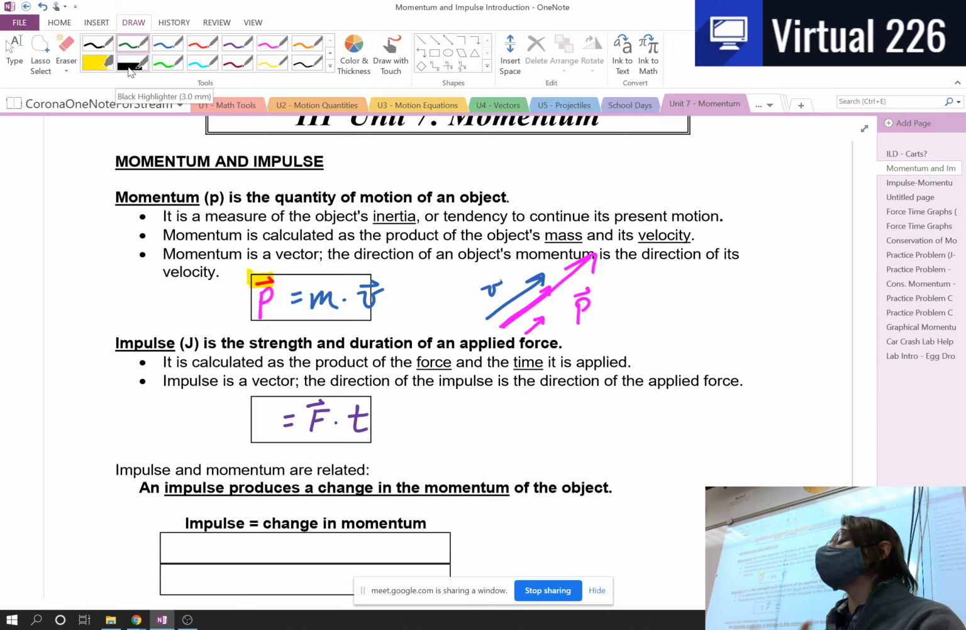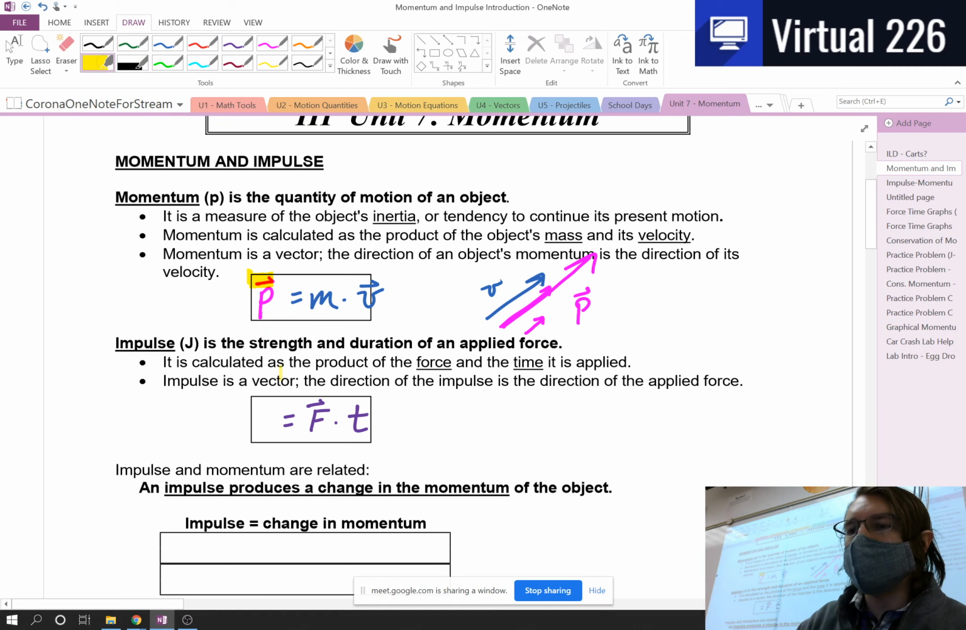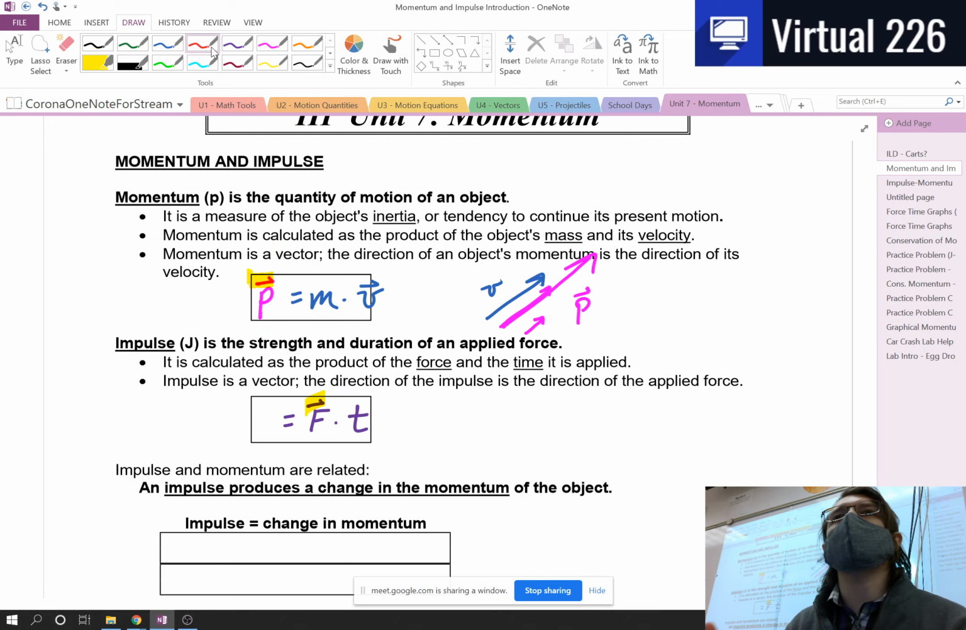Now, since the force is a vector, impulse must be a vector as well. And since impulse starts with the letter I, we're not going to use the letter I for impulse, because that would make sense. And as we're seeing here, nothing seems to make sense. We instead are going to use the letter J. The letter J is used for impulse.